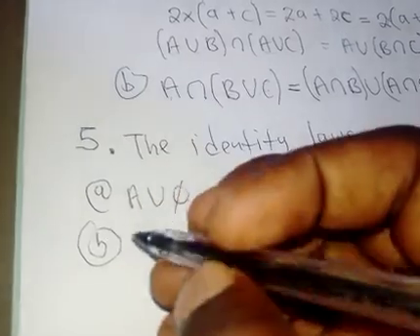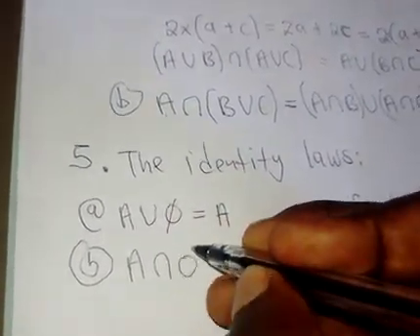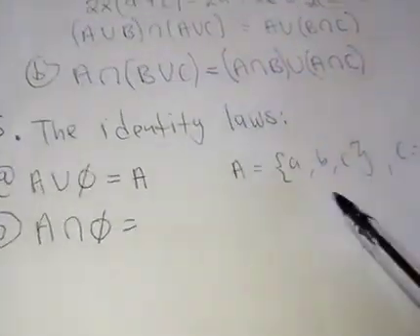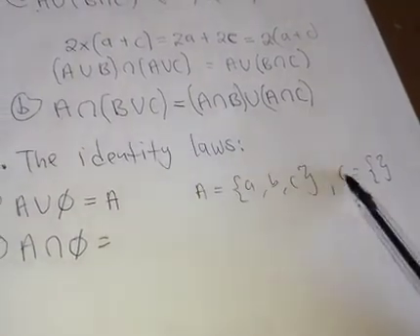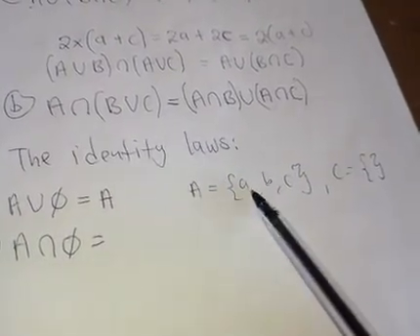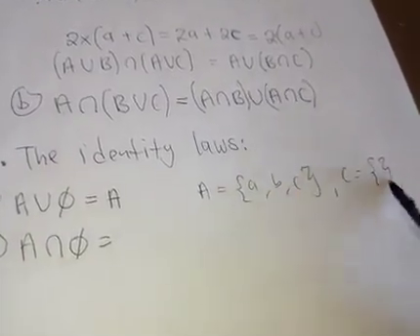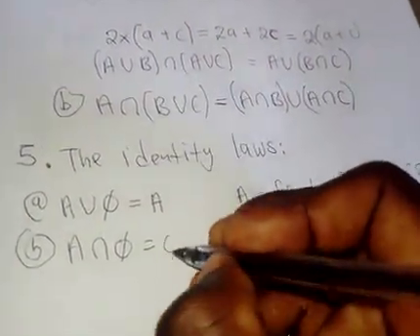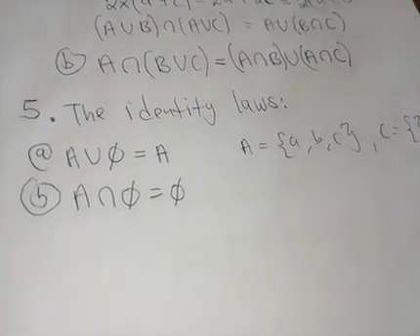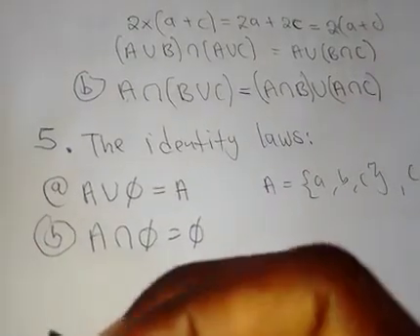Then for B, what if we have A intersect of empty set? Let's find A intersect of empty set. So what's the intersection of A and C there? A has A, B, C there, and C has nothing. So their intersection is what? Nothing. So we can say their intersection is an empty set. So any set intersection with empty set is an empty set.